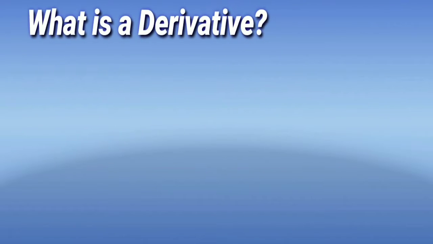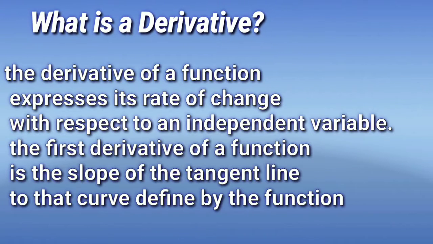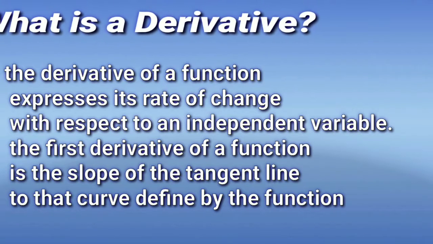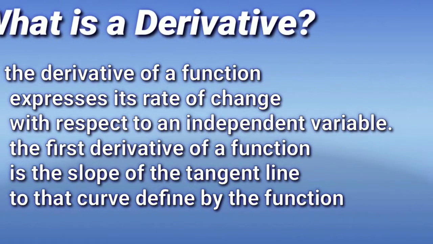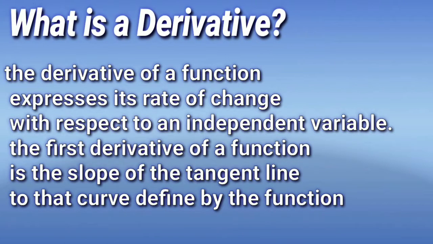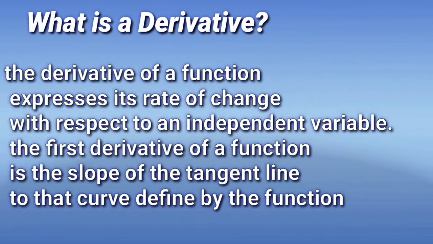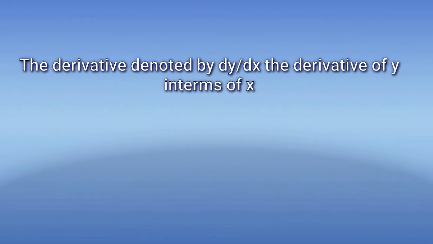So, what is a derivative? The derivative of a function expresses its rate of change with respect to an independent variable. The first derivative of a function is the slope of the tangent line to the curve defined by the function. The derivative is denoted by dy over dx, the derivative of y in terms of x.